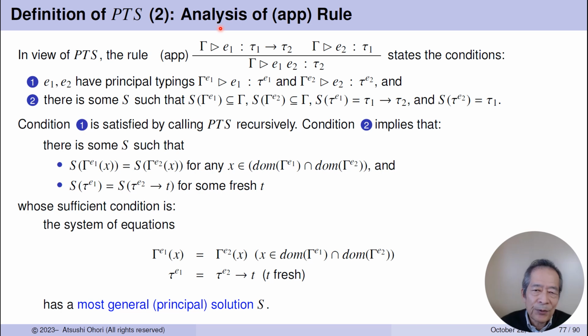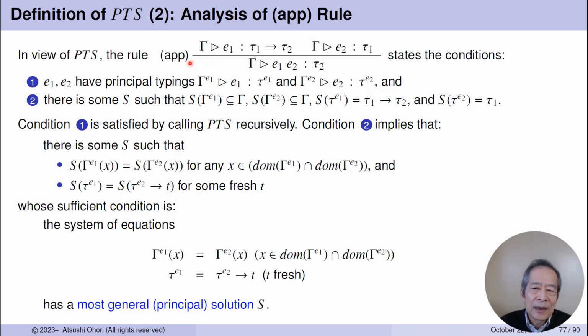And so before giving the definition itself, let's try to analyze the typing rule for function application, that is the APP rule. So in view of the PTS definition, this familiar application rule can be regarded as a statement specifying the conditions. The first one is the obvious one, that subterms E1 and E2 have principal typings. Otherwise, we have no typing for the entire term, right? So this is the obvious one.